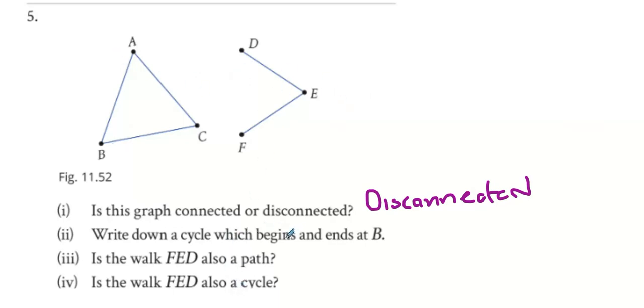Write down a cycle which begins and ends at B. Well, BAC. BAC. B. Okay. Is the walk FED a path? Path means one direction, using each one once. Yes, it is, because you only use each edge once. Is the walk VED a cycle? No, as it doesn't finish at the same point. It doesn't start and finish at the same point.